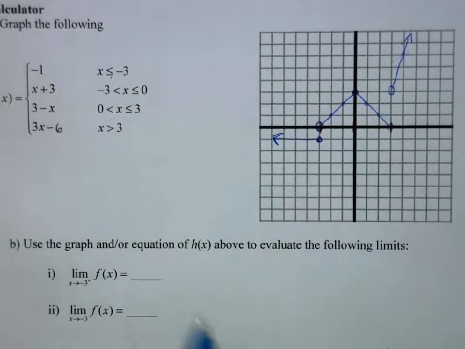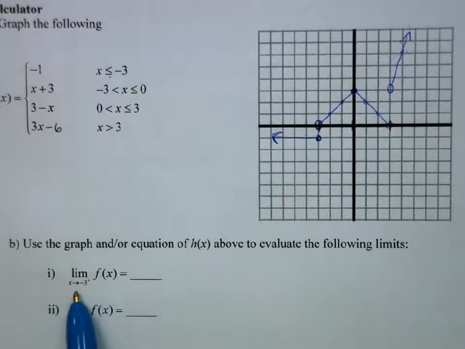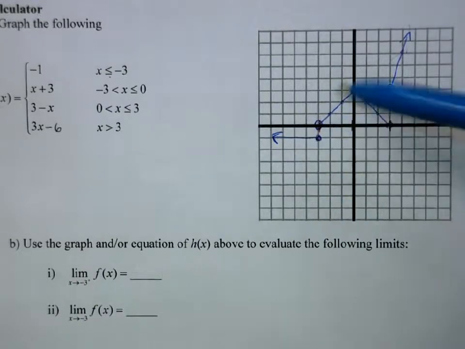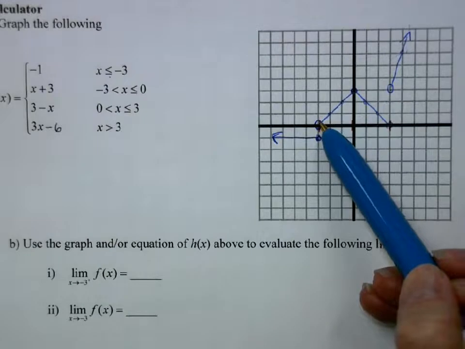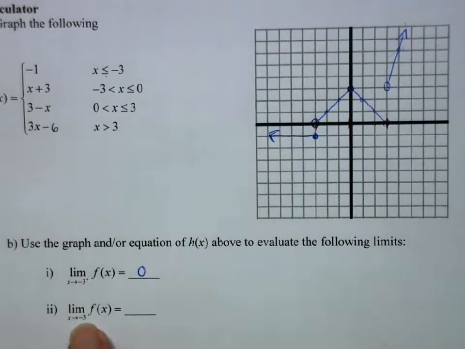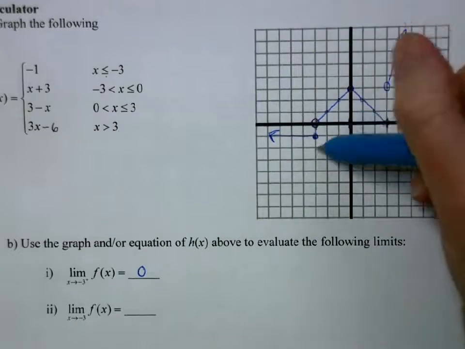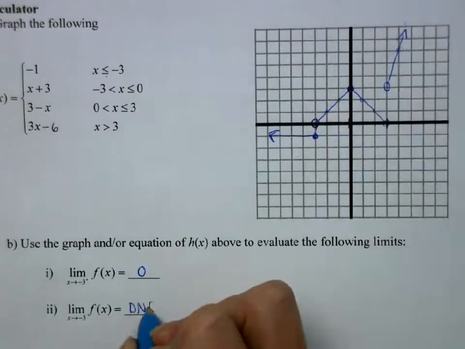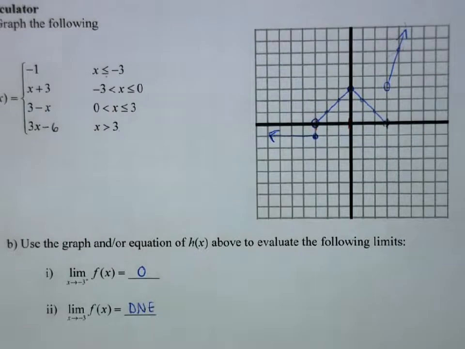Based on this, we're going to look at the limit as x goes to -3. This little plus means from the positive side. So here's -3. From the positive side, our graph is approaching 0. Then the limit as x goes to -3, well, since there's this jump here, since it's not going to the same place from both the left and the right, that limit does not exist.